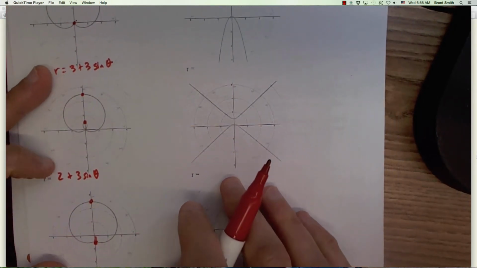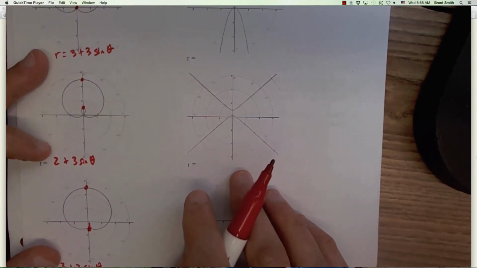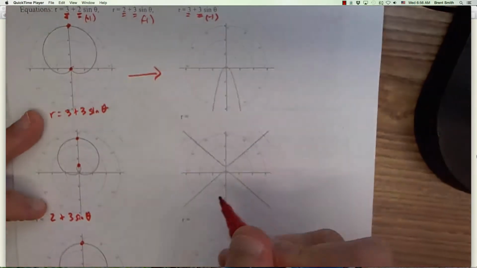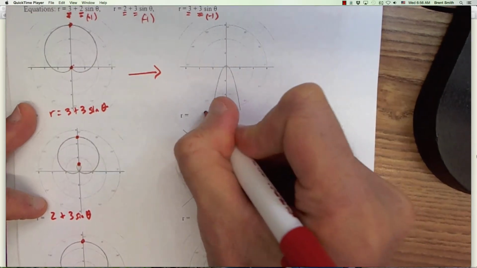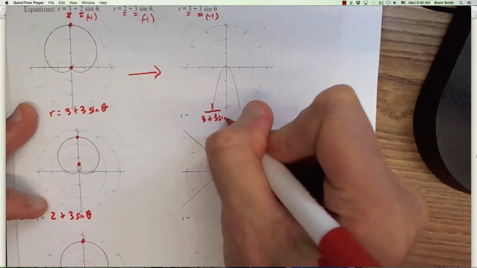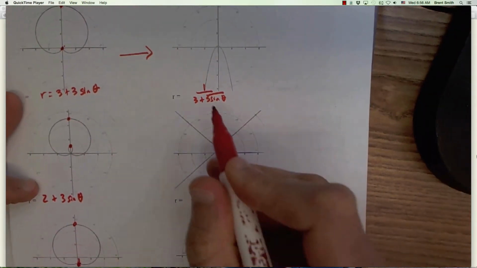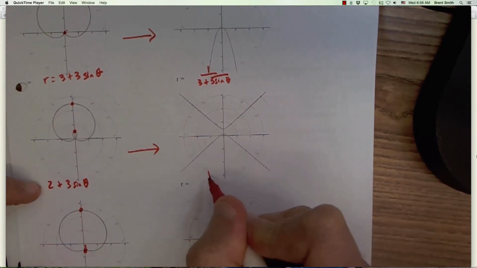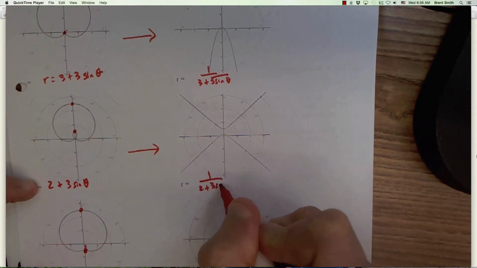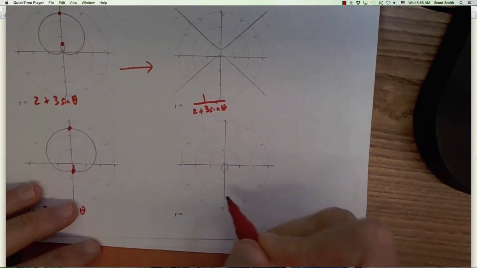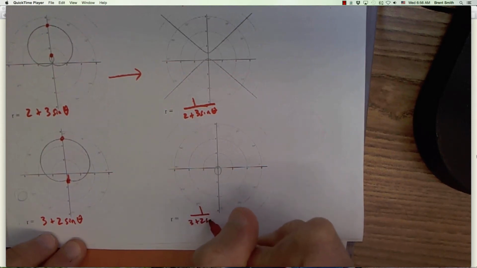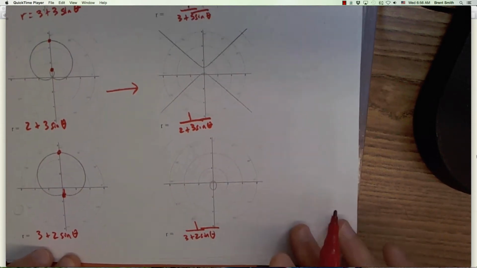Okay, so for the reciprocals, if you just go to Desmos, type 1 over each one of these, we're going to get the fact that this one goes to this one. This is a parabola, 1 over 3 plus 3 sine theta. This one is a hyperbola, so this is 1 over 2 plus 3 sine theta. And this is our ellipse, 1 over 3 plus 2 sine theta.